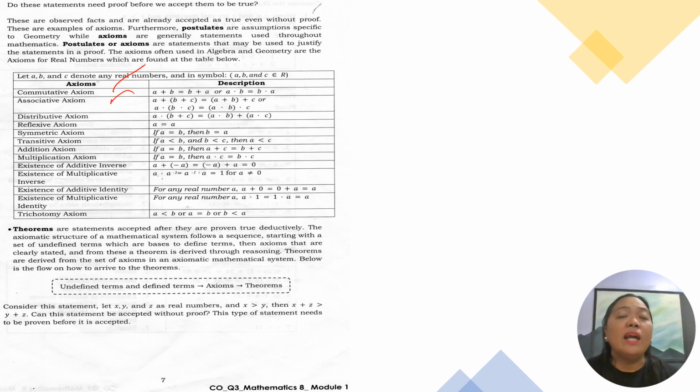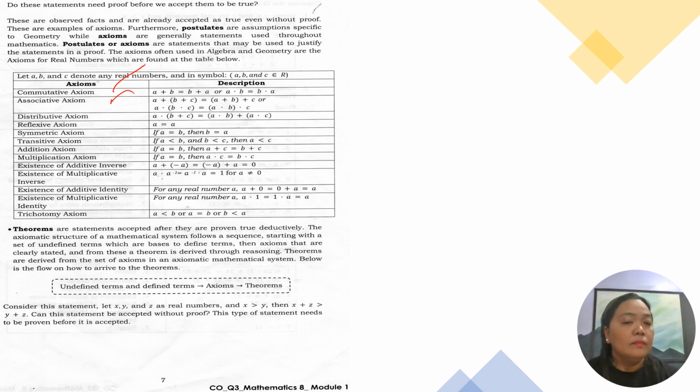For the multiplication axiom, if A is equal to B, then we multiply both sides by a certain number or a certain variable. Say we have A is equal to B, and we multiply C to both sides of that equation. Then we can say that A times C is equal to B times C by the multiplication axiom.